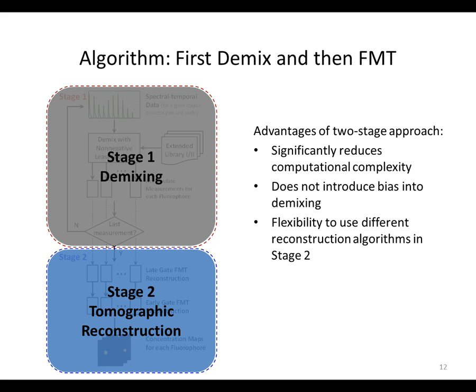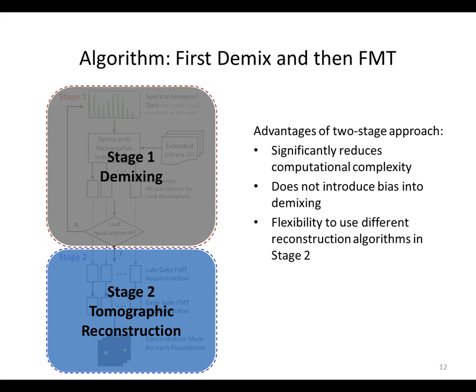Now, we know that this problem is ill-posed, and we're going to have to regularize. But this problem, depending on how you pose it, may not be. Or to say it differently, it's less ill-conditioned than this is. So by doing this first and getting it out of the way, we avoid introducing any bias into our demixing that comes from the regularization that we have to do in the tomographic reconstruction.